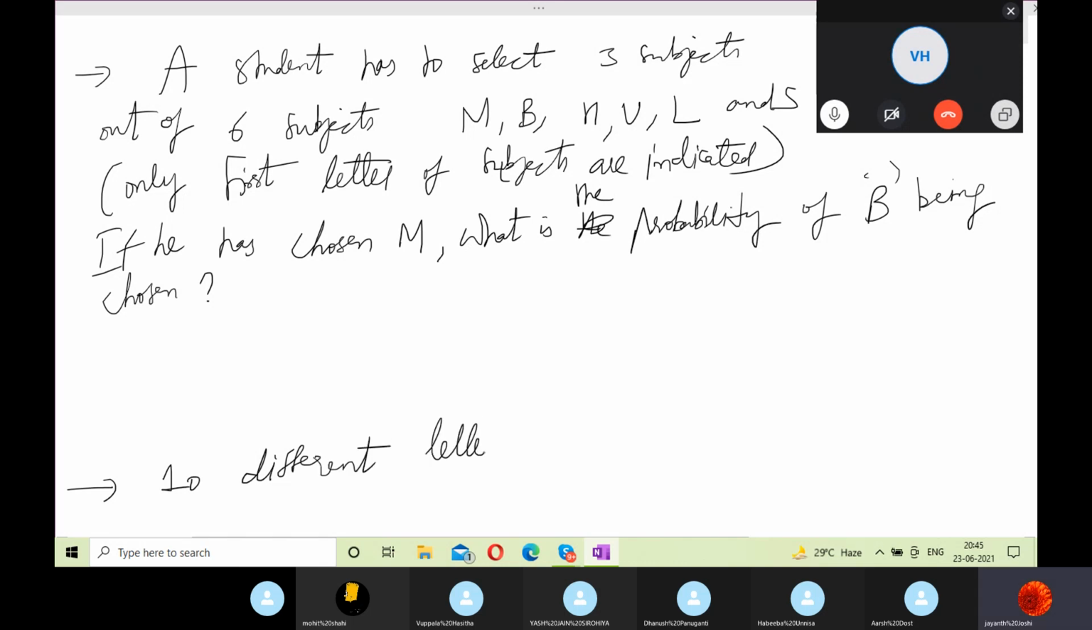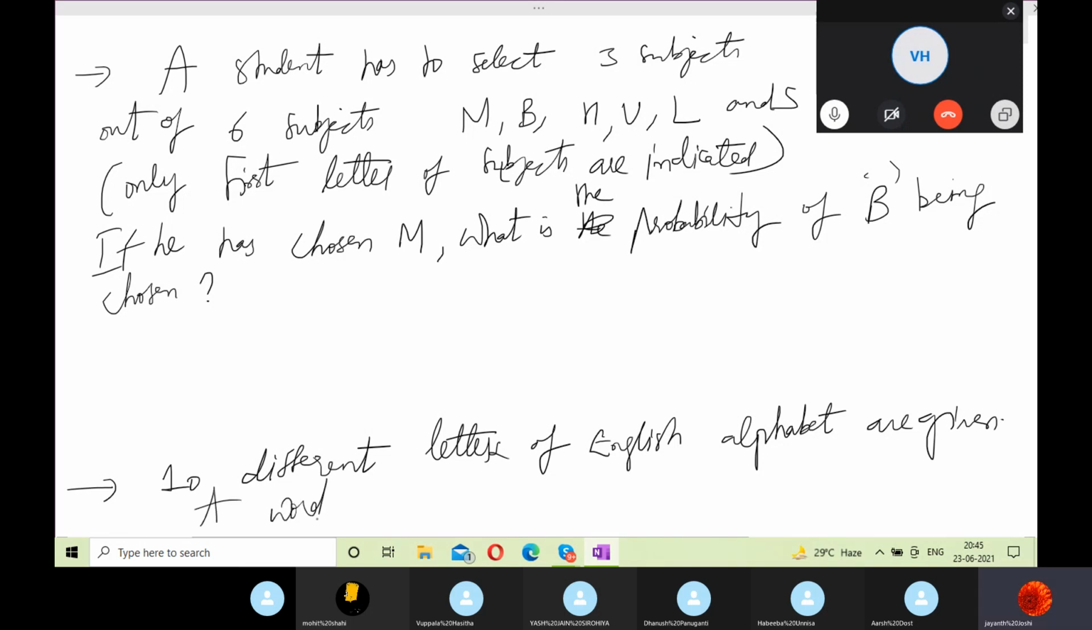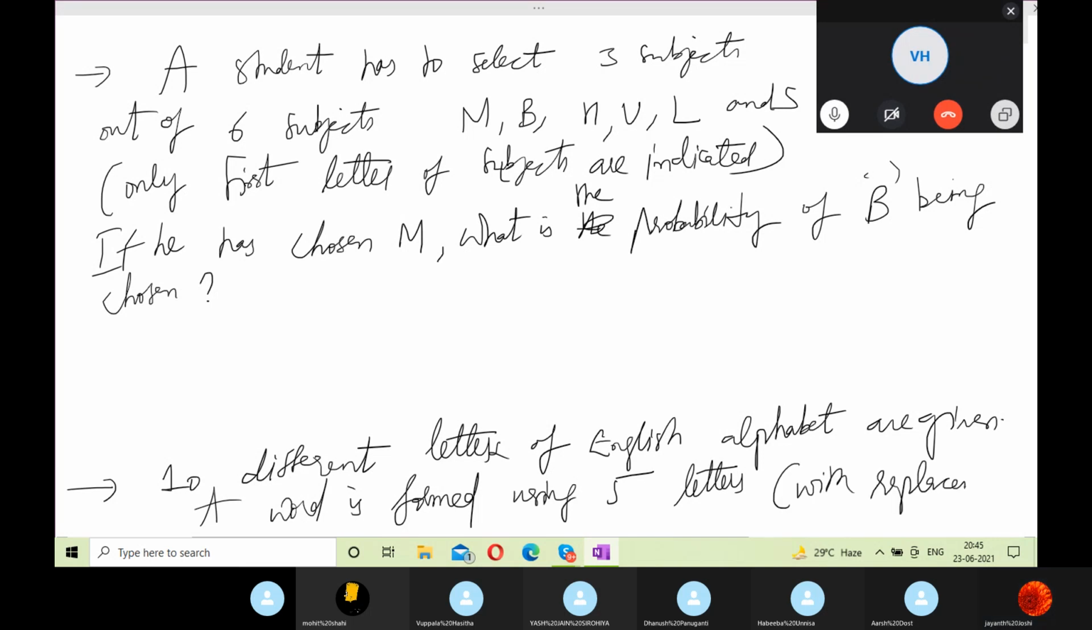10 different letters. These are very good questions, okay? Letters of English alphabet are given. A word is formed using 5 letters with replacement. That means you can replace one with another.